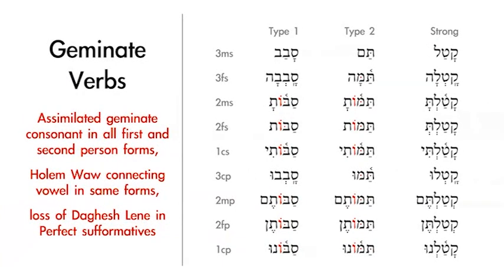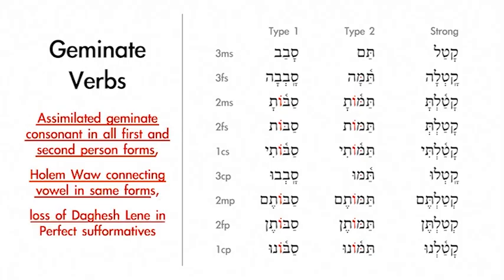Let's look at geminate verbs. Geminate verbs have a number of features that are unique to them. First, with the geminate verbs, there is the assimilated geminate consonant in all first and second person forms. There is a holem while connecting vowel in those same forms, and then the loss of the dagesh lene in perfect supportives, because now those perfect supportives are appearing after a vowel. Now as we look, we can see two types of geminate verbs, the type 1 and the type 2. The vast majority of geminate verbs in Hebrew are type 1, so we'll focus our attention there.